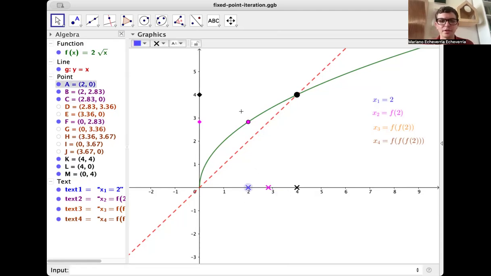So you start with the point, you find the value on the graph, you record the y value, and then you use that y value as your next x value, which is what you see here. You see that I'm saying that x2 is going to be f of 2.